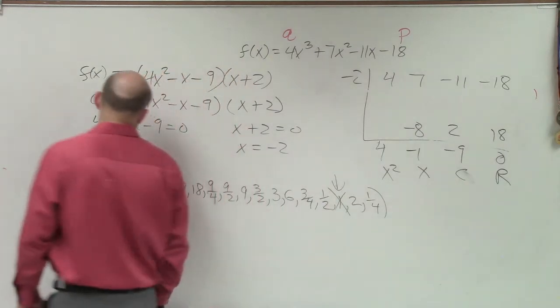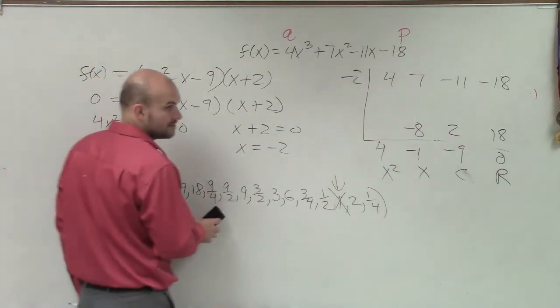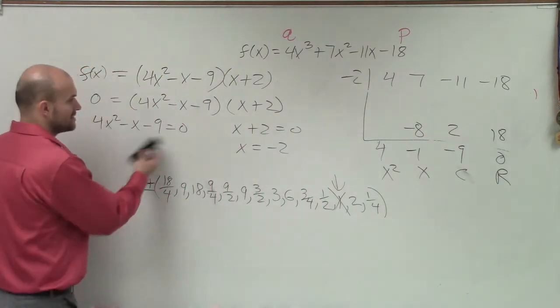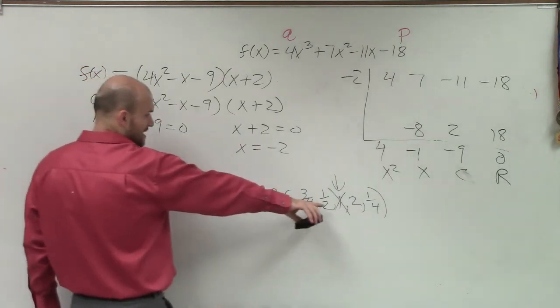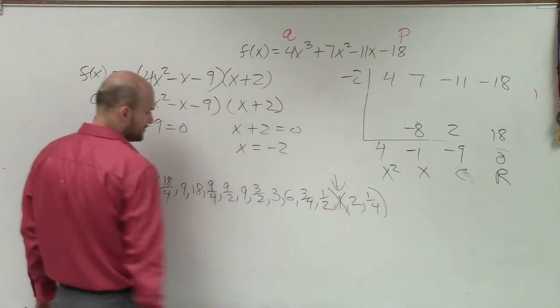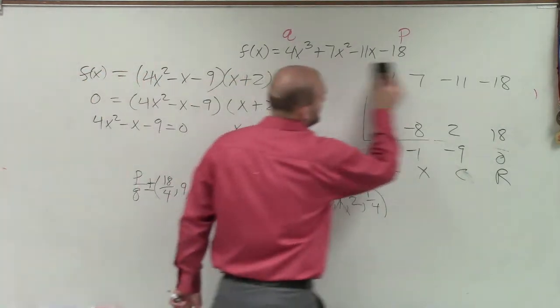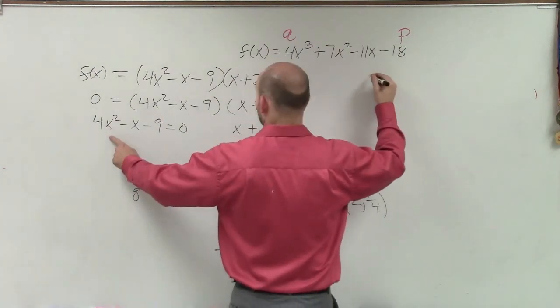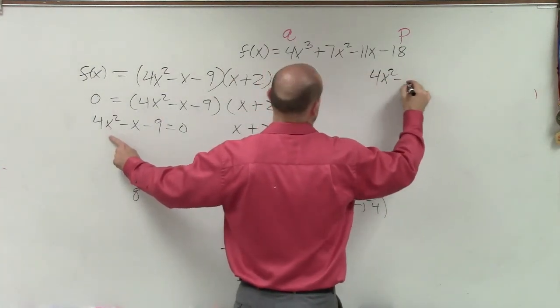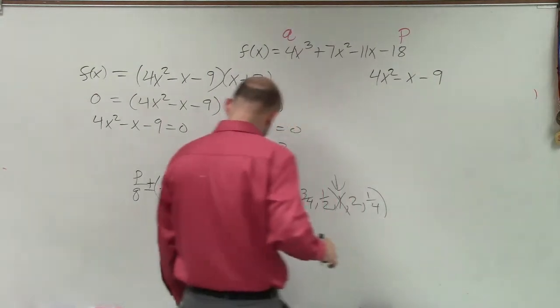So how else can you solve for this, right? These aren't rational zeros anymore. But we have negative 2. That was a part of your rational zero test, right? Plus or minus 2. So how else are we going to figure out what this is? Well, another way, if you don't have your calculator, you have 4x squared minus x minus 9.